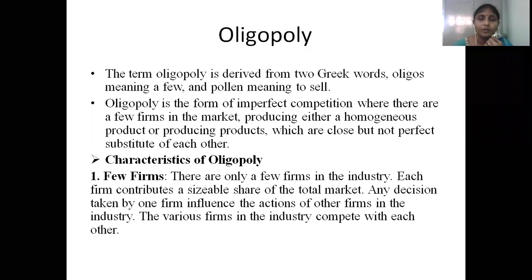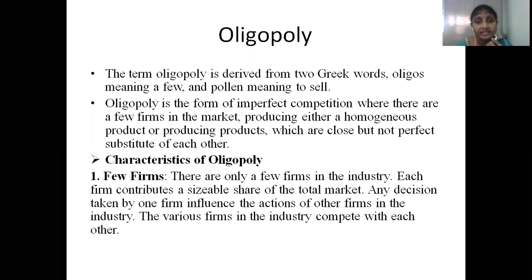So in oligopoly, we have few firms. What is the count of firms? It may be 4 to 5 in some cases, or in some cases it may be less than 10. What are the examples? Automobile industries, internet provider services. So internet service providers are also an example of oligopoly.